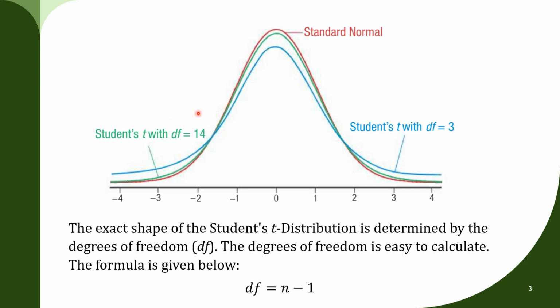And the way that the student's T distribution works is the larger your sample size, so as you increase the value for your sample size, the student's T distribution is going to get closer and closer and closer to the standard normal curve. Right, so if you have a super big sample, think like 100, 500, 1,000, a really big sample size, then you're going to get really close to the standard normal distribution. And the exact shape of the student's T distribution is going to be determined by its degrees of freedom, which are really easy to calculate. It's just the sample size minus 1.